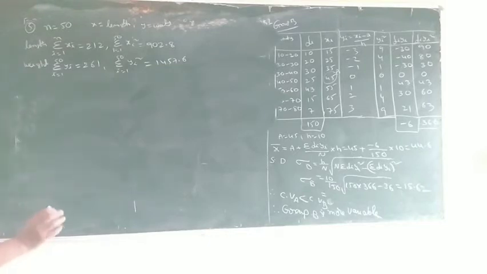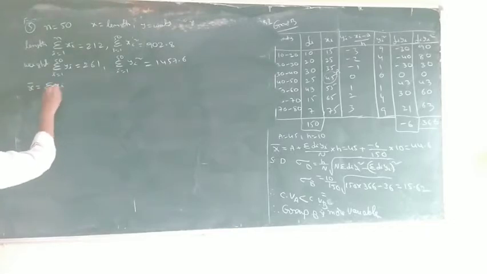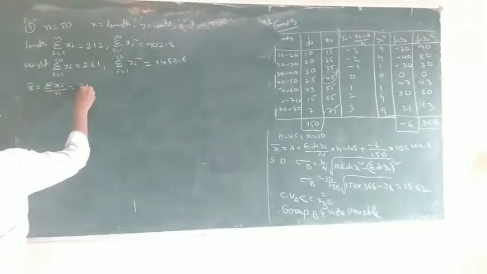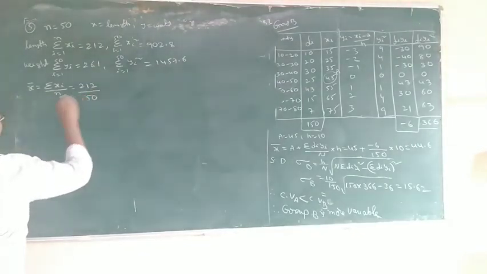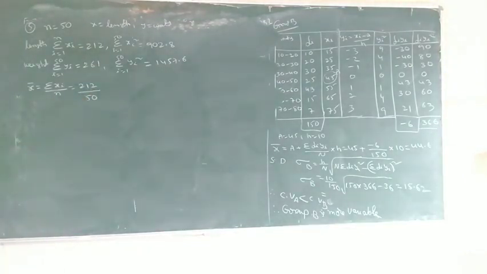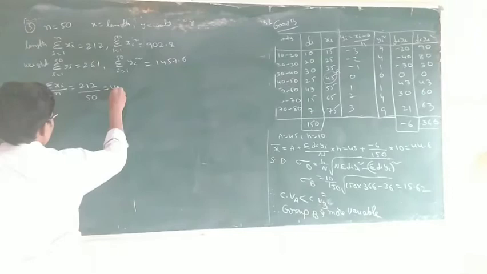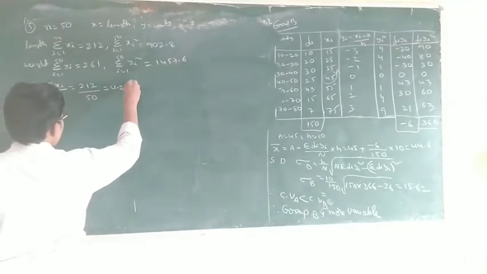First of all, x bar is equal to Σxi by n, so 212 by 50. More varying means first we have to find the coefficient of variation. The formula is standard deviation by mean into 100. First find the mean: 212 by 50 is equal to 4.24.